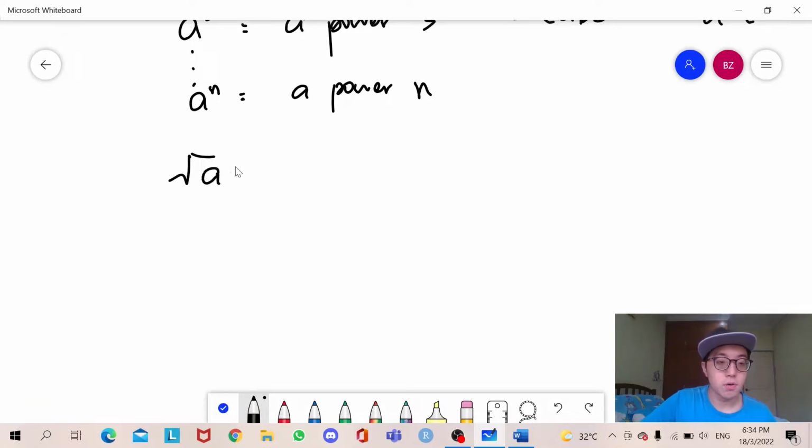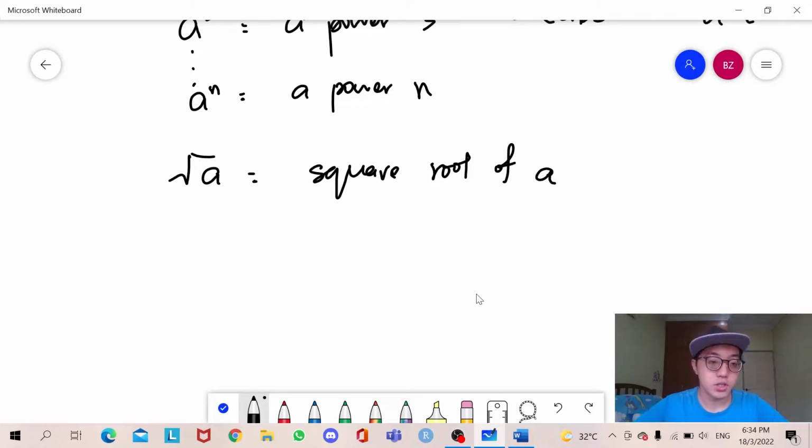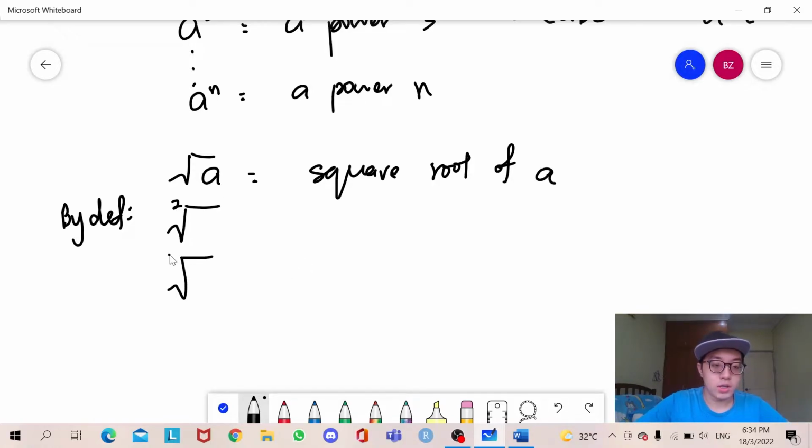If you have not seen it before, this is called square root of a. Let's say a is an integer or a number. So this thing here is a root. By default, it means square, so it's square root, to the power of 2. So we'll call it square root. If it's like this, we will call it cube root. Okay, this is cube root.